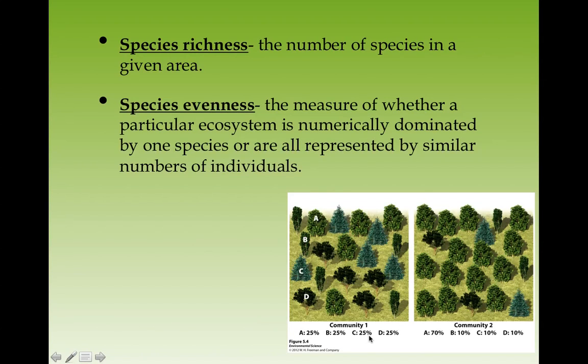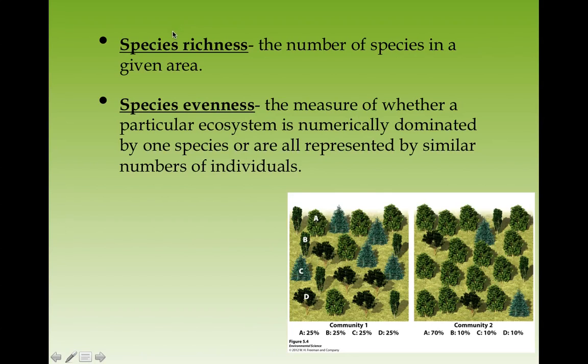Okay. There's another term, however, that refers to evenness, and it's basically the relative abundance of each of these species. So you can see in this community there's complete evenness. Each species is represented by a fourth. Here, it's very uneven. One species dominates with 70%, and the rest have very few in comparison.